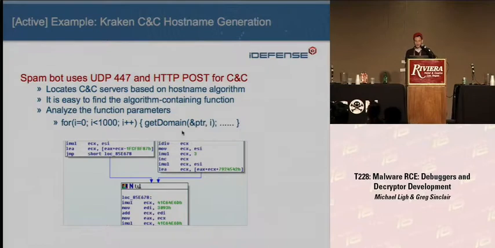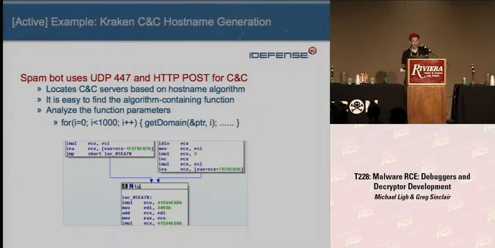There's a loop that goes through and passes this getDomain function 2 arguments, the first of which is a pointer to the output, so that's where the host name gets written. The second one is a simple integer that iterates from 0 to however many hosts you want to generate. So that's how the Kraken hostname generation works.